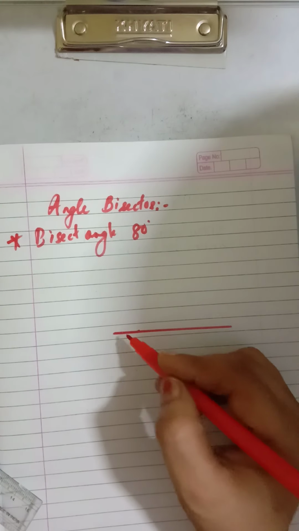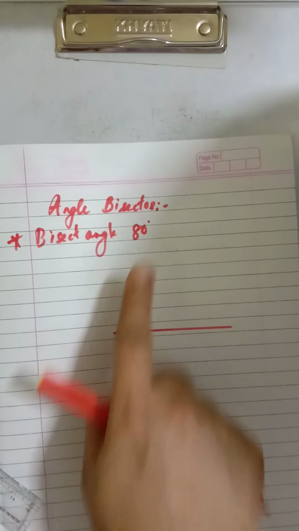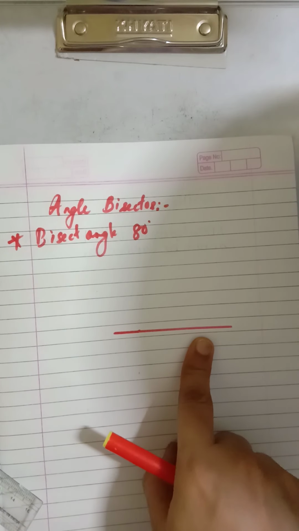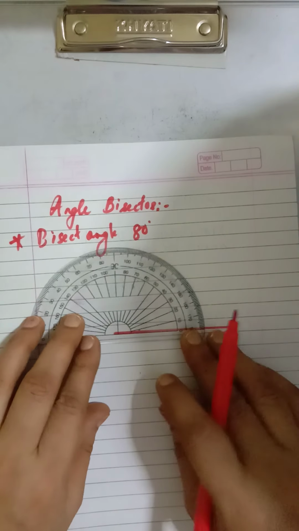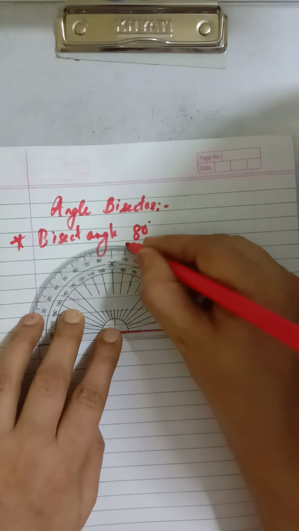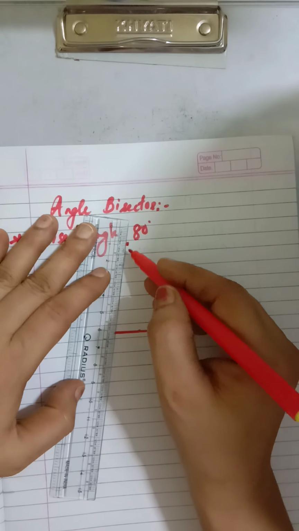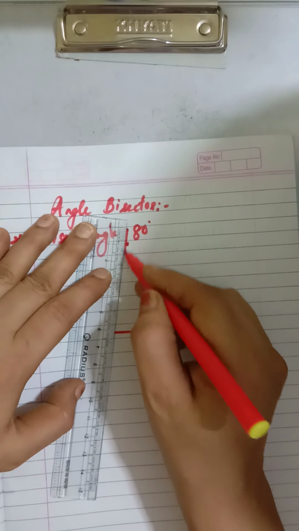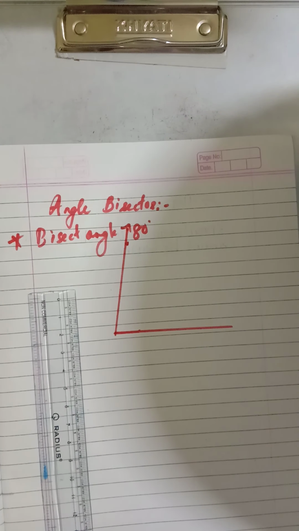First you will construct that much degree angle. Now as you know this is 80 degree. First step, you know we are drawing the base. Yes or no? Second step, take your protractor. Keep it nicely and then you are going to construct 80 degree. Now suppose this is your 80 degree angle. Now the next step, how you are going to bisect.